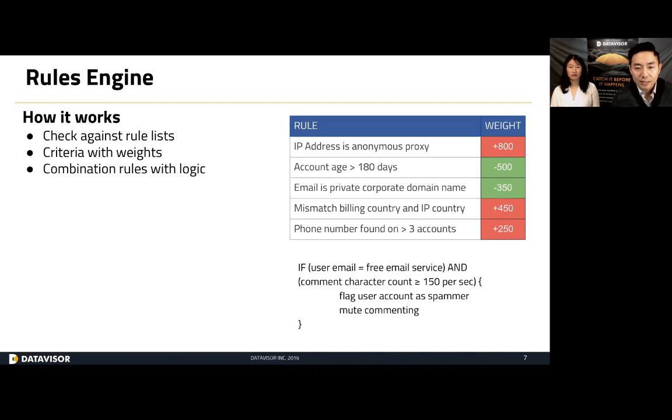In the third case, rules can be combined and logic can be applied in an if-then type scenario. For example, if a user's email is from a free email service and they're posting comments very fast, you might flag them as a spammer and remove their ability to post content on your site.